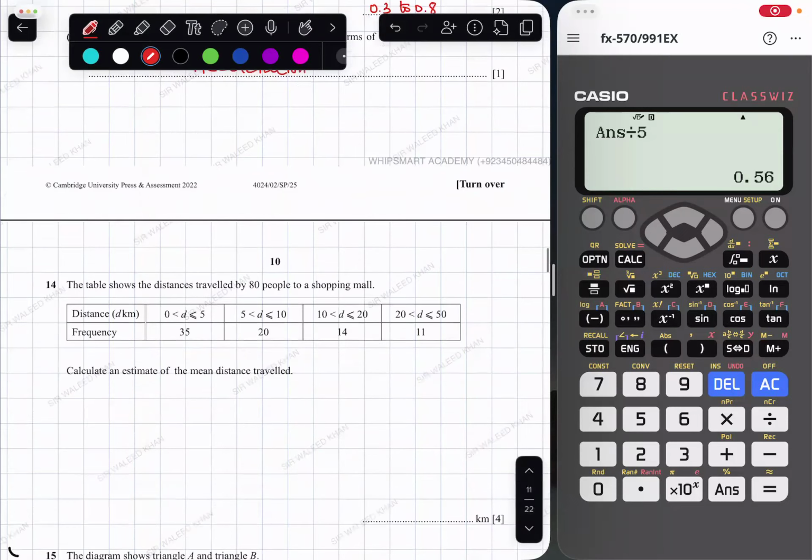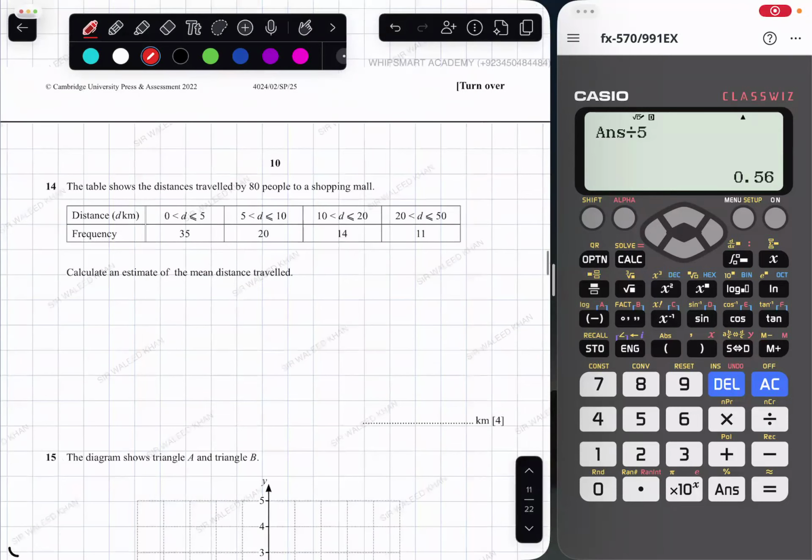Question number 14. The table shows the distance traveled by 80 people to a shopping mall. Calculate the estimate of the mean distance traveled. Mean distance traveled. So mean distance traveled will be, again we can use the same formula we have for mean whenever we are dealing with a frequency table. Sum of fx over sum of f.